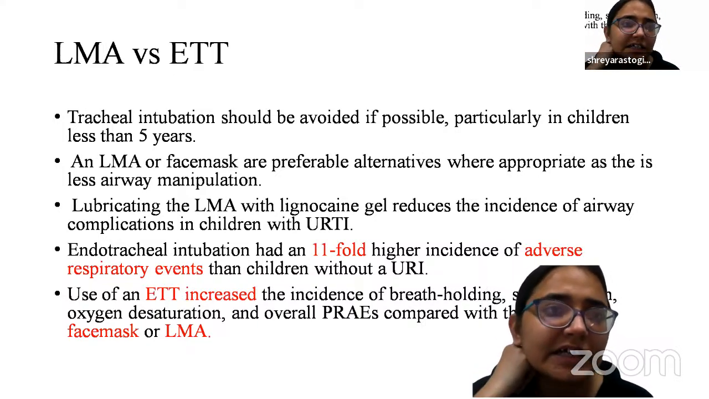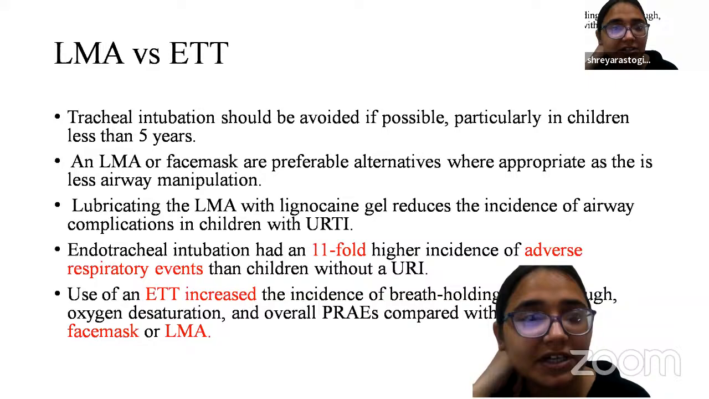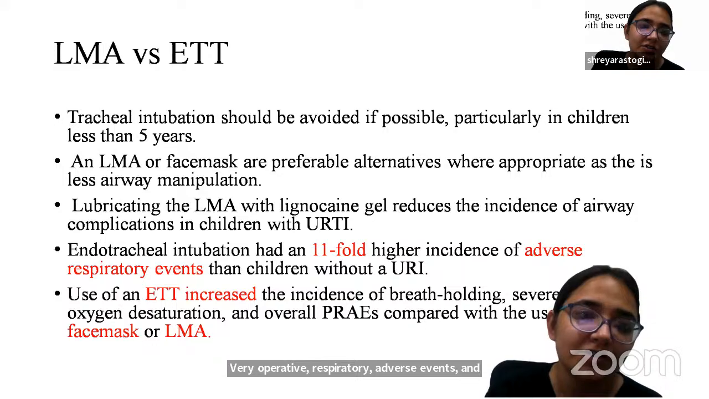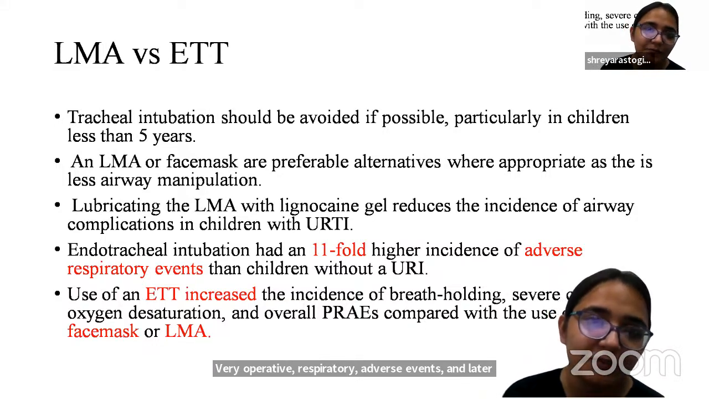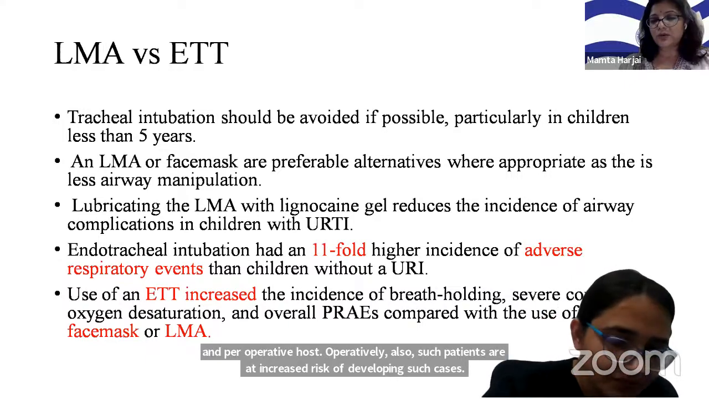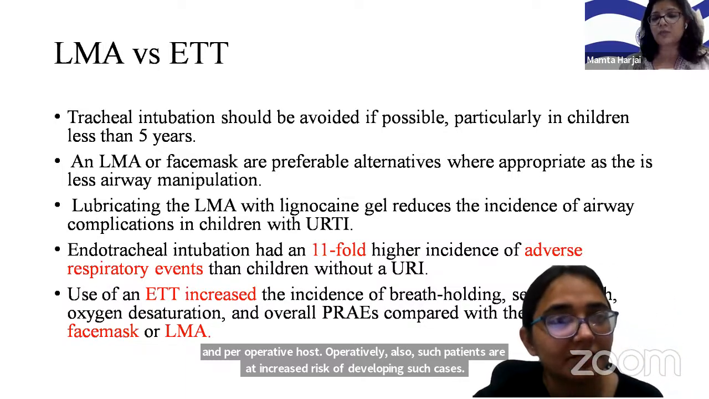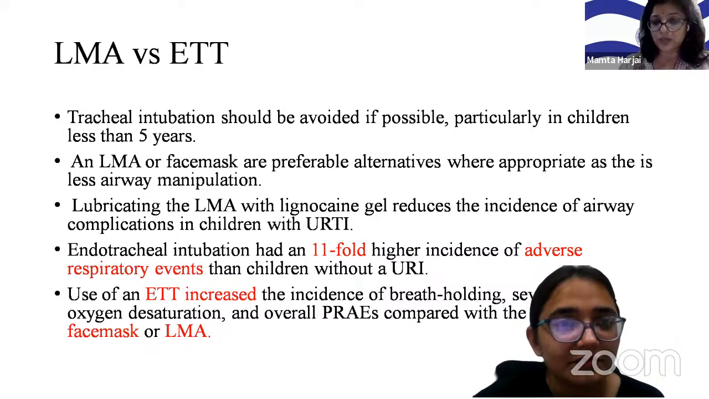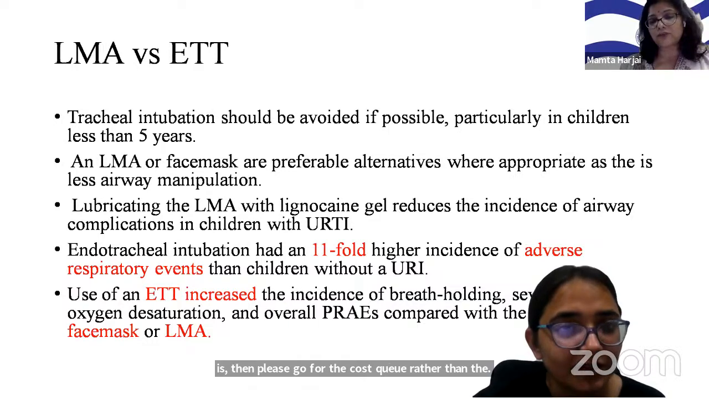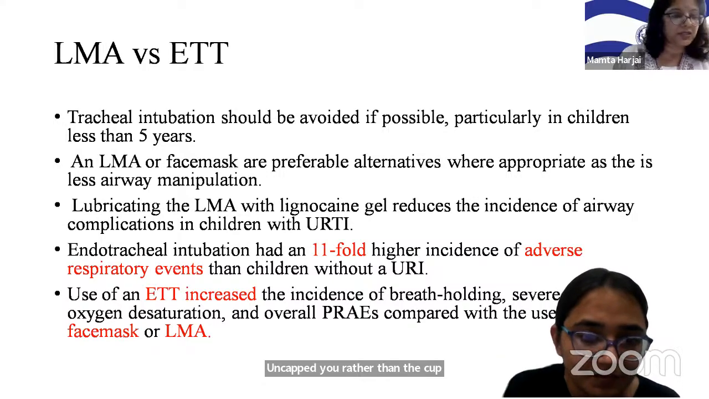Studies have found that the ET tube carries approximately 11 times more risk of perioperative respiratory adverse events and bronchospasm. Post-operatively also, such patients are at increased risk. So I would like to add that if you can use an LMA, your preferred choice should be supraglottic airway devices. But where the ET tube is necessary, please go for the cuffed tube rather than the uncuffed tube, which also decreases the airway stimulation. So this is for the LMA versus ET tube.